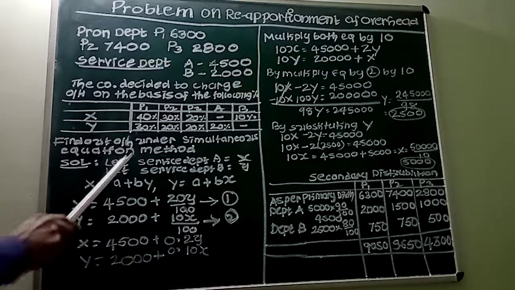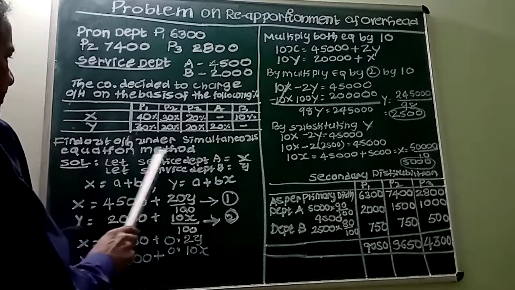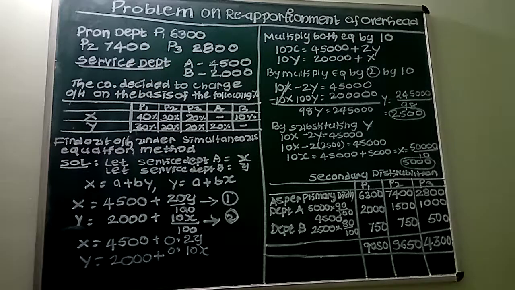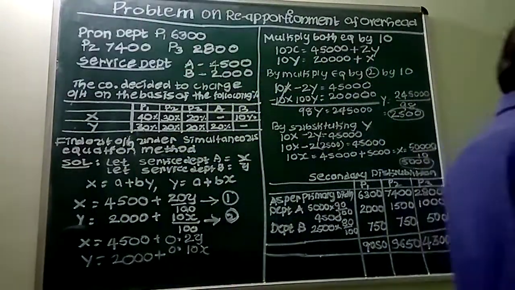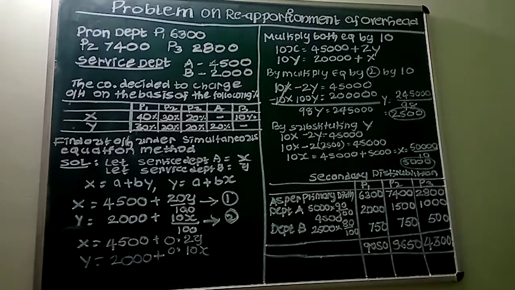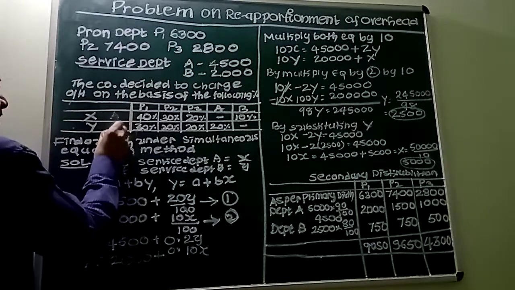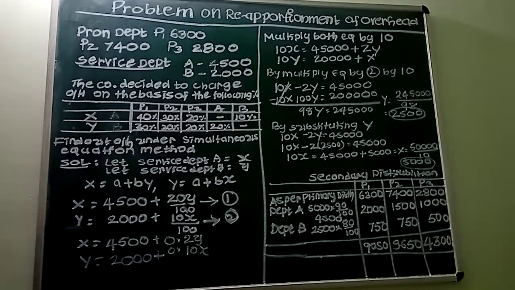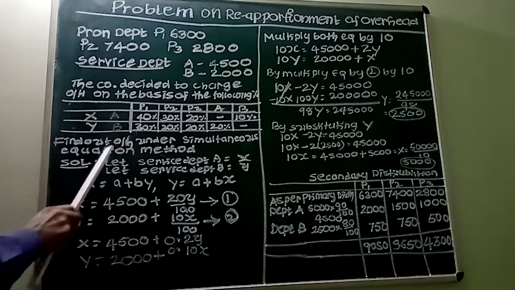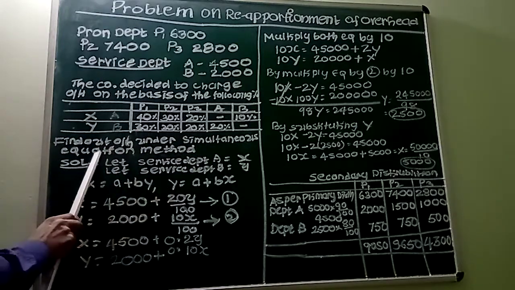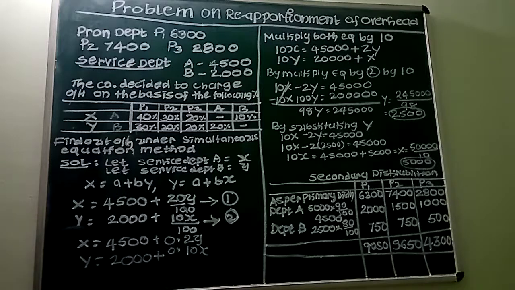Find out the overheads under simultaneous equations method. So here these two departments are actually taken as department X is A and department Y is B. This is very important. Department X is nothing but A and department Y is known as B. So how do you solve this particular problem under simultaneous equations method?